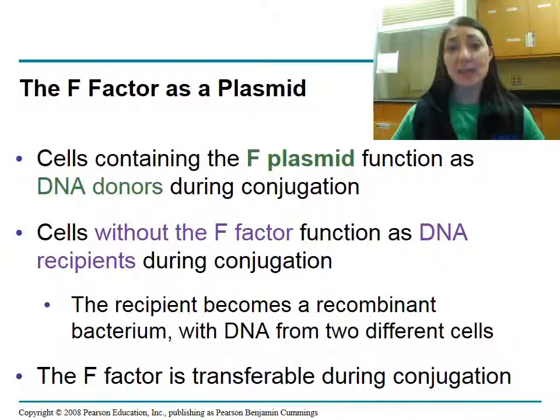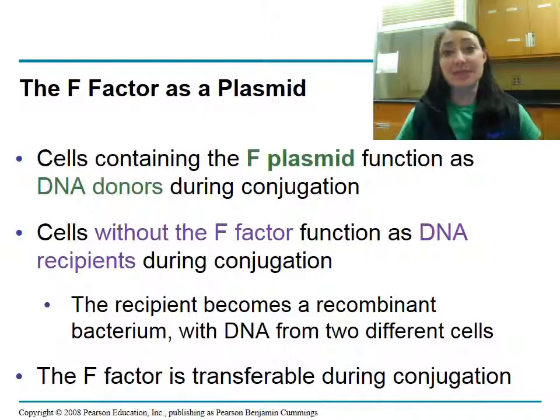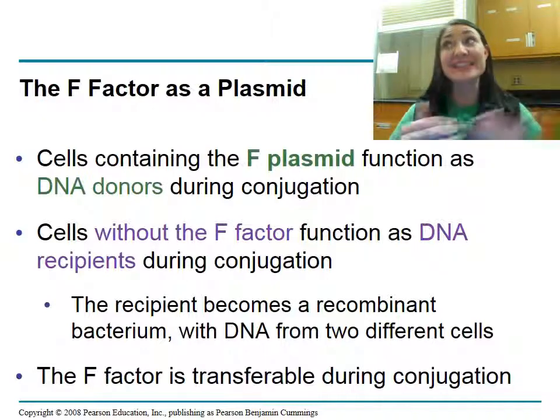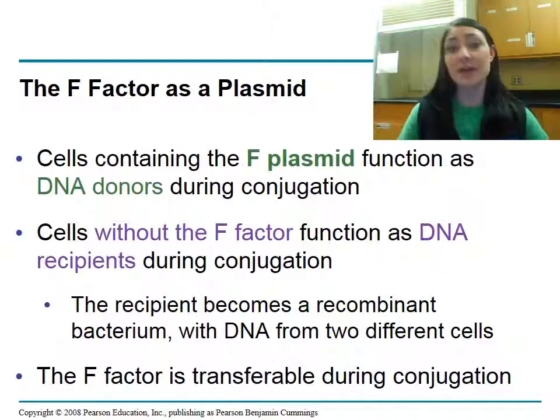So if you have an F plasmid as a prokaryote, you are the DNA donor during conjugation. You are giving DNA. If you do not have the F factor, you are the DNA recipient during conjugation. The recipient is the one that becomes the recombinant bacteria because he is receiving new DNA that makes him different from his original form. He is now recombined. He has DNA from two different cells. The F factor can be transferred during conjugation as well. So an organism that was the DNA recipient without the F factor can receive the F factor and then become a donor itself.